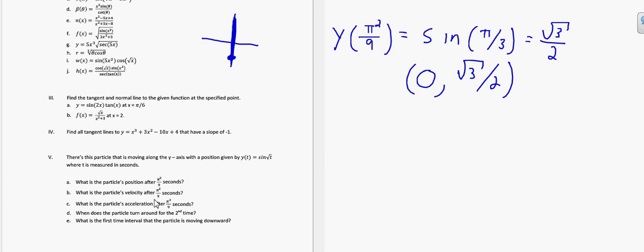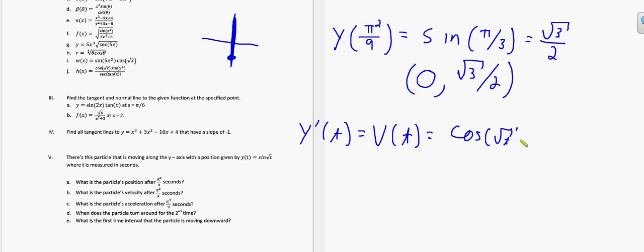Okay, what's the particle's velocity after this time? Well, to find velocity, we need to differentiate position, because the derivative of position is velocity. It's a y because it's on the y-axis. The derivative uses the chain rule, so it's going to give us cosine of root t times the derivative of the inside, which is 1 over 2 root t.